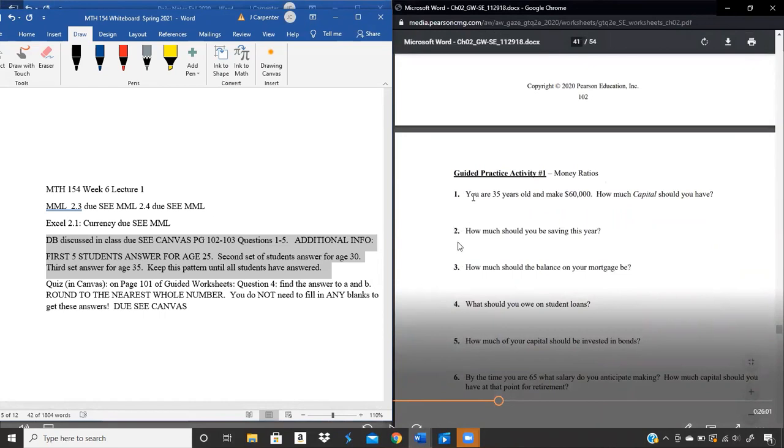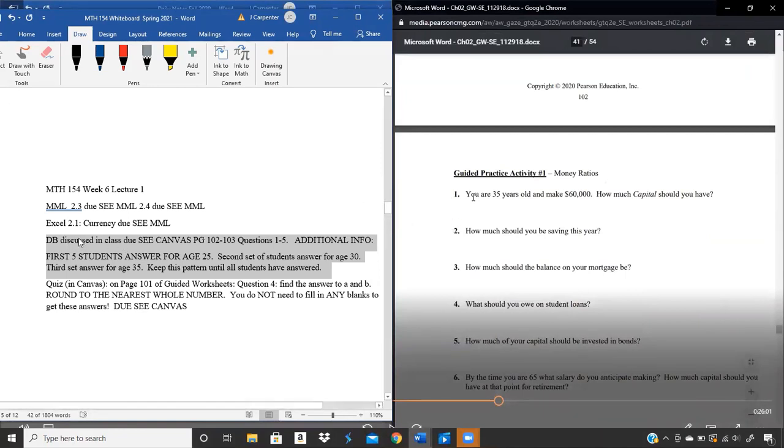Student 7 answers number 2, but for age 30. Student 8 answers number 3, but for age 30. Student 9, student 10, and then student 11 comes in and answers number 1 for 35. Then 12 through 15, you get the idea. Student number 16 answers number 1 for age 40. Student number 21 answers number 1 for age 45. The pattern should be clear with that.